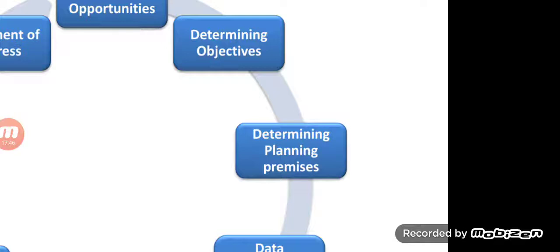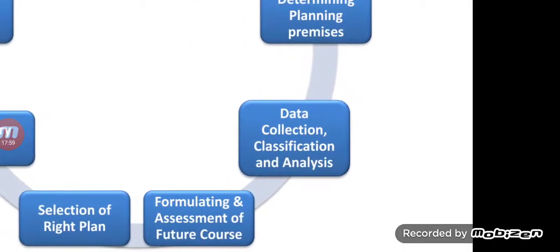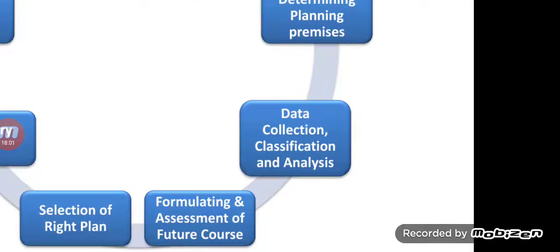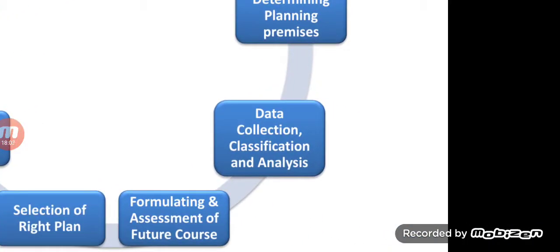Under that there are 3 points: uncontrollable premises, semi controllable premises and controllable premises. Clear? Fourth point, data collection, classification and analysis. This point, okay. So fourth point is data collection, classification and analysis.